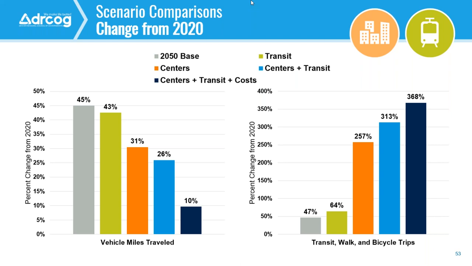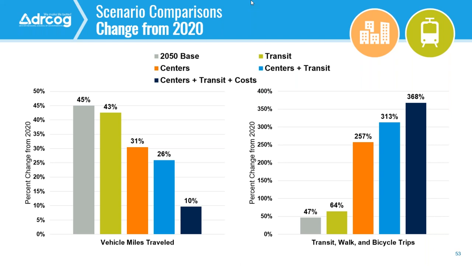We did get a question from Matt Callison about what does cost mean in the centers plus transit plus cost scenario category. They're basically the additional auto operating and parking costs that we have in the FOCUS model. So we wanted to break that out just a little bit so that you could see the constituent amount of change from that variable along with the other variables here.